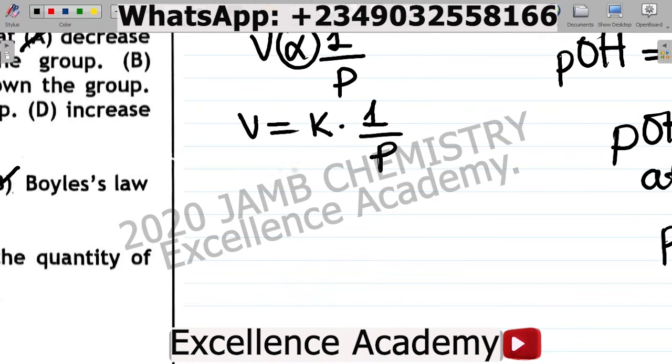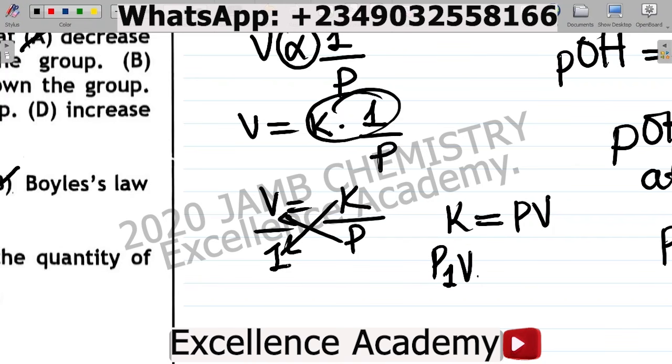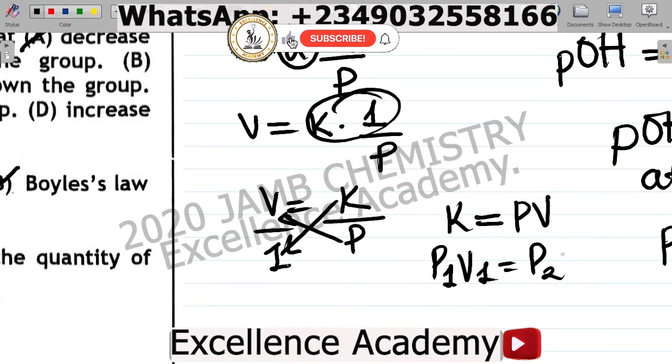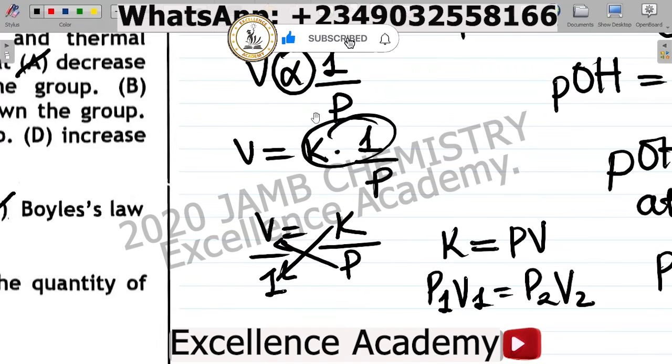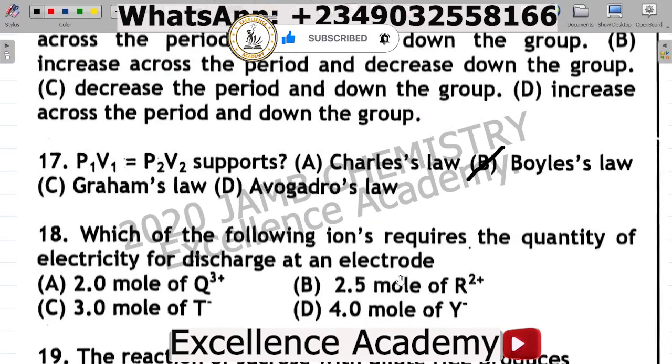If you multiply this, we'll have that V is equal to K times 1 gives you K all over P. This is all over 1. If I cross multiply, K times 1 gives you K is equal to P times V gives you PV. So you have PV here. If I relate these at two different points, points 1 and 2, you have P1 V1 is equal to P2 V2. So basically, this is Boyle's law. Of course, temperature should be kept constant. So the correct answer there is B, Boyle's law.